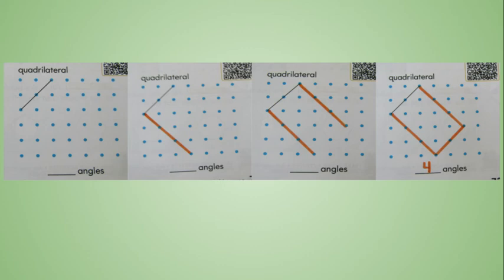Again, I have 4 sides, 4 vertices, and 4 angles in a quadrilateral. Check yours over. You can even go ahead and label where each of those angles are.